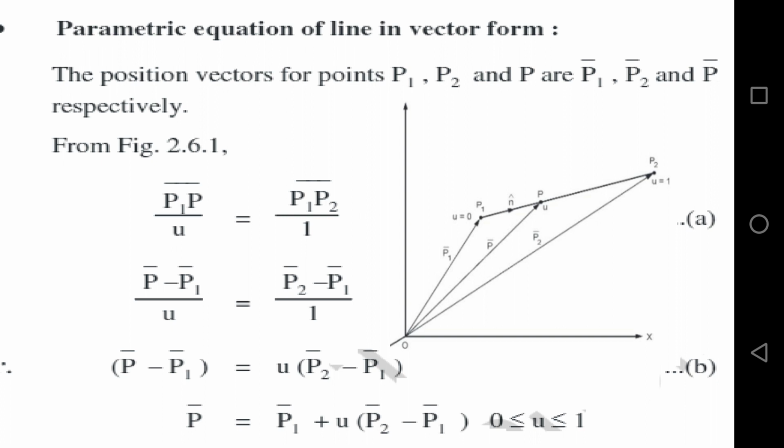But I wanted the parametric equation for any point on the line in a vector form. So P bar equals, this P1 goes into the other side, P1 bar plus U into P2 bar minus P1 bar, where U goes from 0 to 1. The minimum value of U is 0 and the maximum is 1.